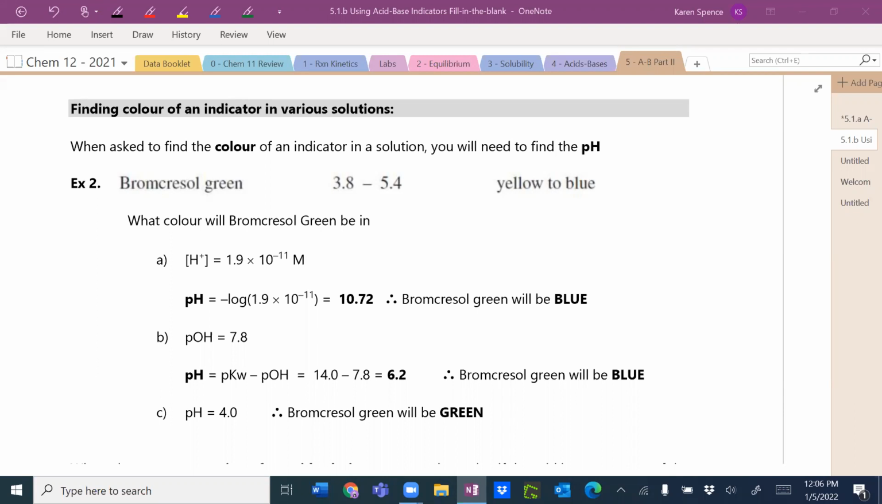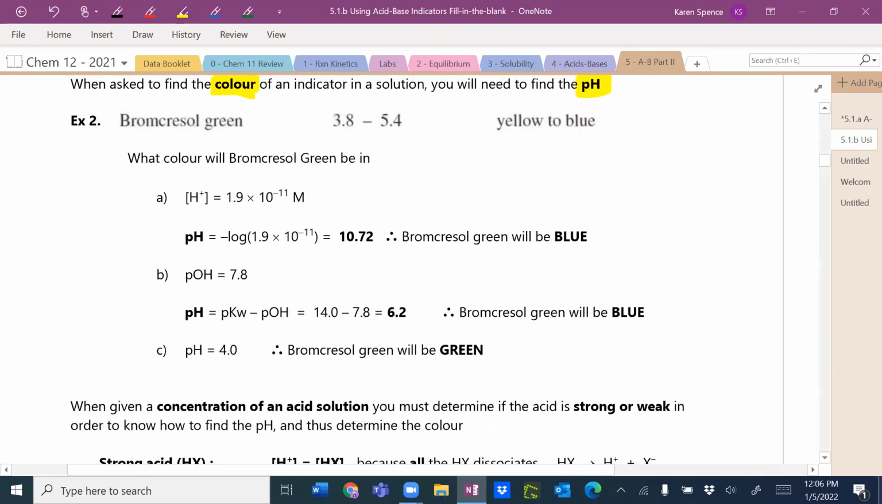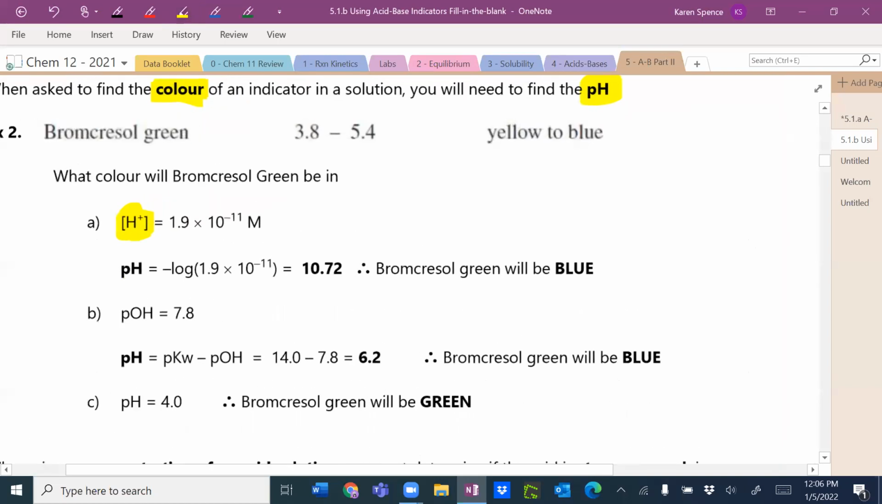So we could also find the color of an indicator in various solutions. If you are asked to find the color of an indicator, you need to find the pH. If they tell you the pH, that's really grand, it's super easy, but maybe they don't. Maybe instead they give you the concentration of H+.